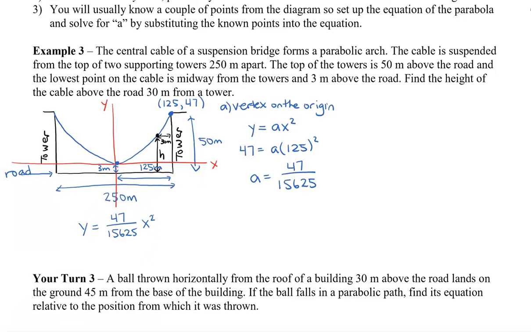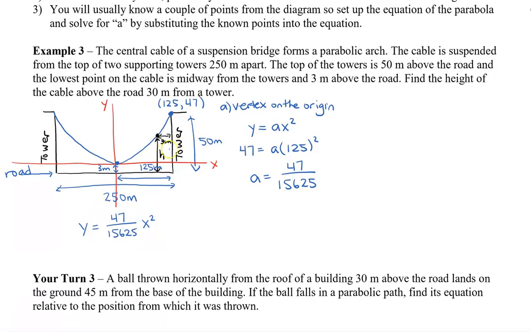So the question is asking us to find the height of the cable above the road when it's 30 meters from the tower. So we are looking for this h value, minus 3 here, okay? So what we have is the 30, which we know is the distance from the tower.